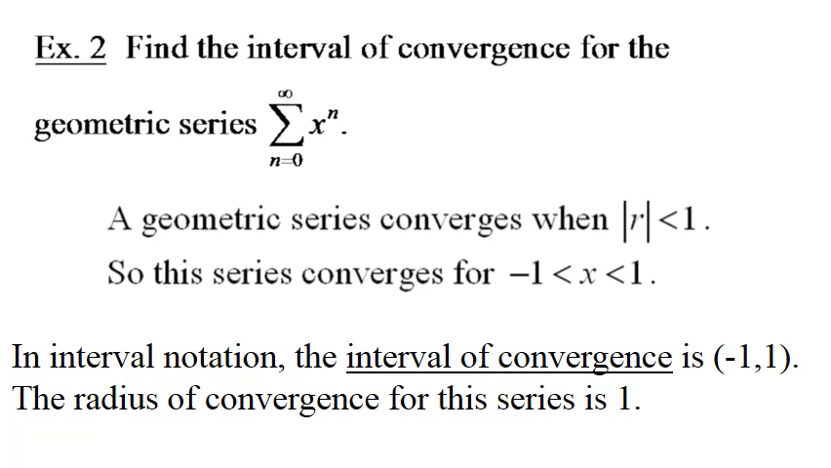That's because when x equals -1, the series will alternate 1 minus 1 plus 1 minus 1 and so on, and that sequence of partial sums does not converge. Then when x equals 1, the series is 1 plus 1 plus 1 plus 1 and so on, which also does not have a finite sum.